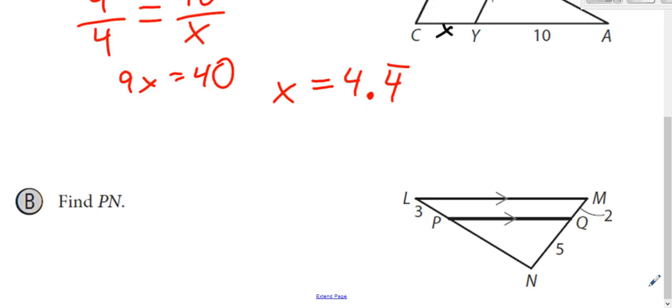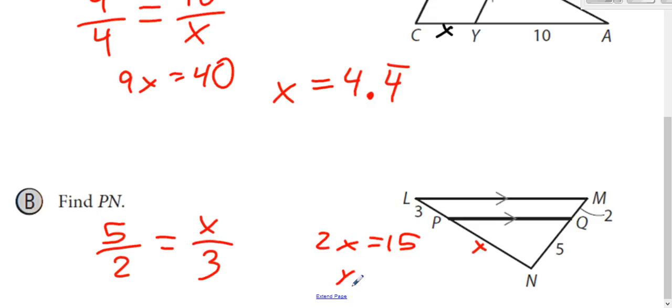Same thing going on with this. You see the lines are parallel, so it is split proportionally. We're trying to find PN, which is just that piece. So we have the proportion 5 over 2 equals x over 3. If you set that up such that they were all flipped, if you did 3 over x and 2 over 5, that would have worked out too. So cross multiply, you get 2x equals 15. So x equals 7.5.